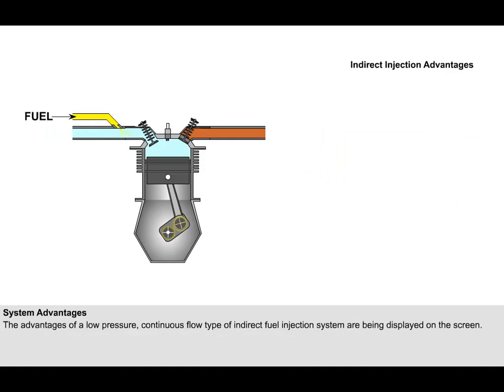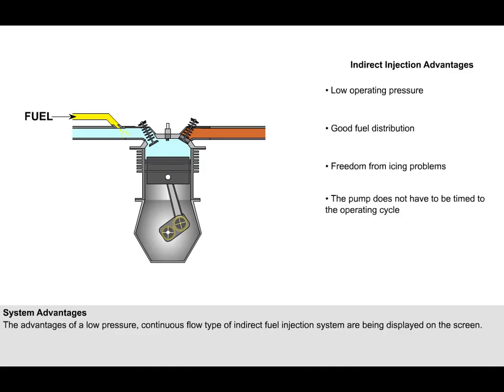The advantages of a low-pressure, continuous flow type of indirect fuel injection system are low operating pressure, good fuel distribution, freedom from icing problems, and the ability to use a pump which does not have to be timed to the operating cycle. Because of the method of operation of the injector, no special idling arrangements are required, and a separate priming system for engine starting is usually unnecessary.